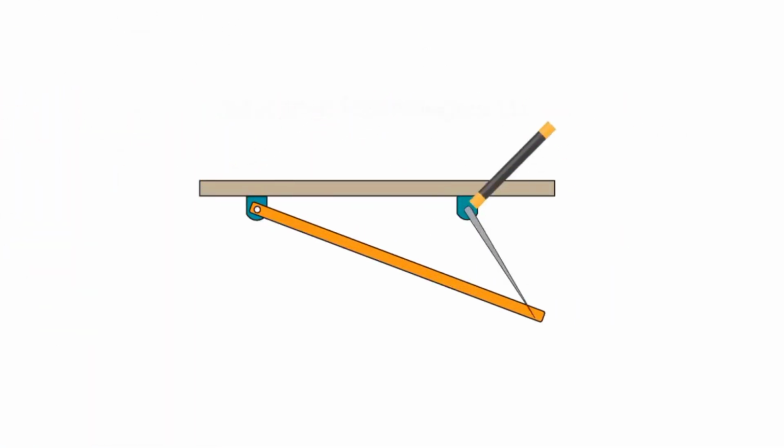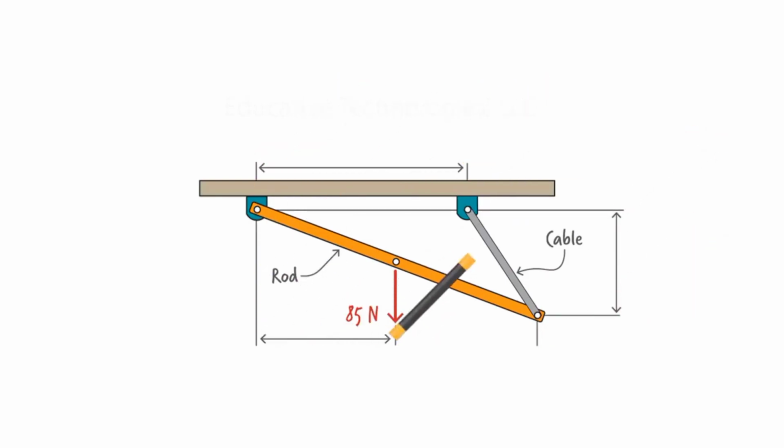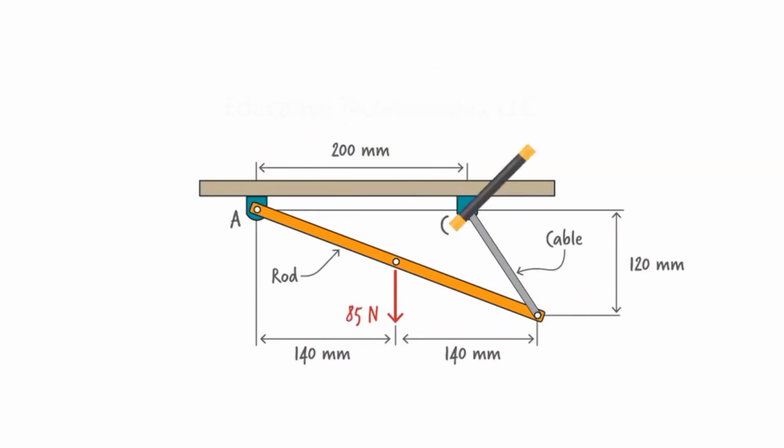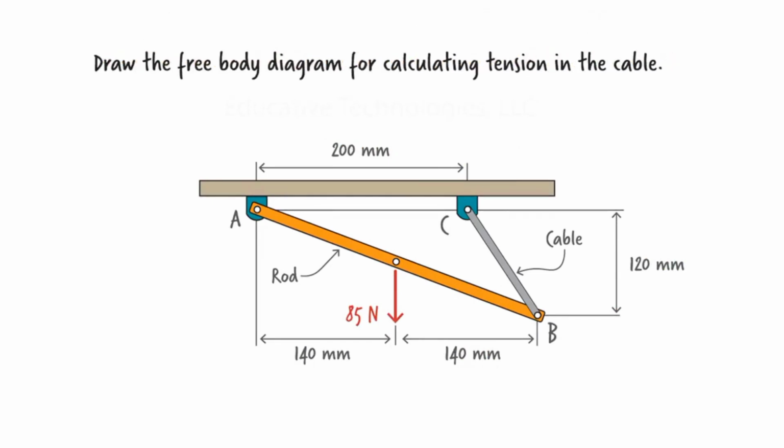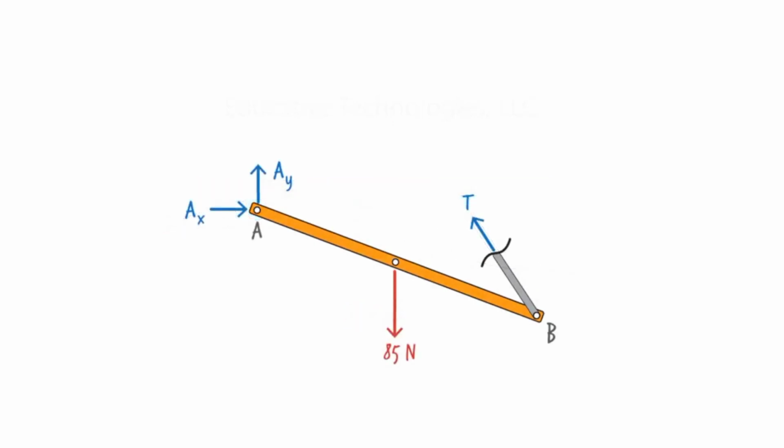Now consider this rod. It is pinned to a fixed surface at one end and attached to a cable at the other end. The rod carries a downward force of 85 newtons. We want to determine the tension force that develops in the cable as a result of the applied load. What does the free body diagram of the rod look like? Here, since we want to determine the internal force in the cable, we are going to cut through the cable and through the pin at A in order to isolate the rod. This exposes the internal forces at A as well as the internal force in the cable.